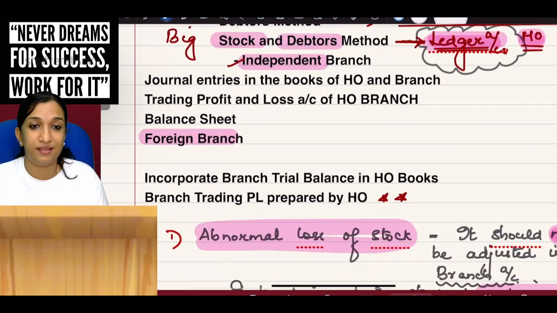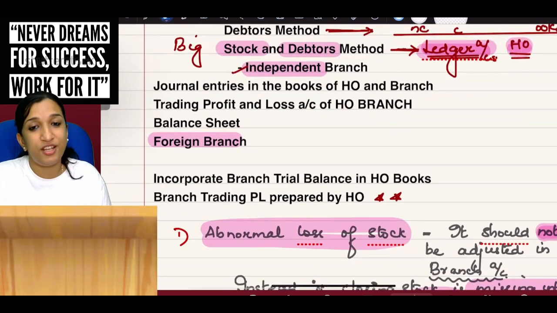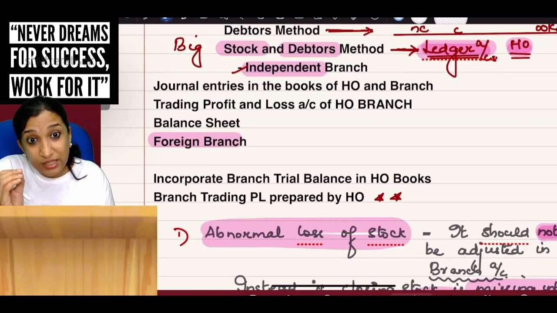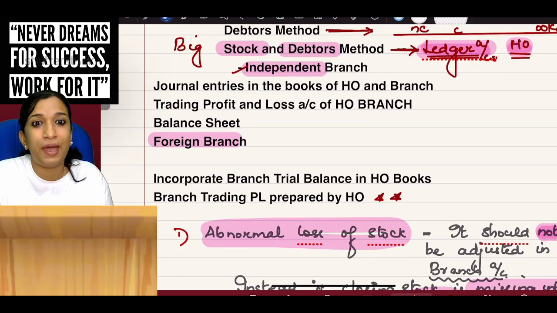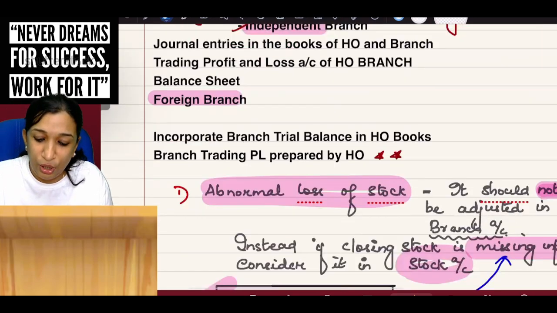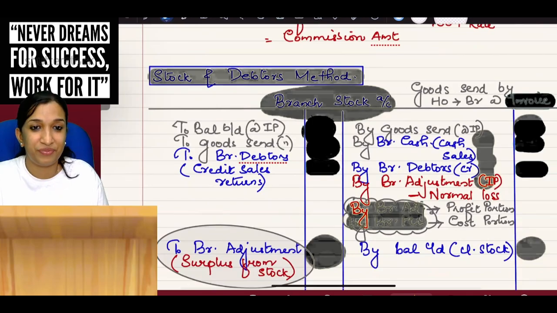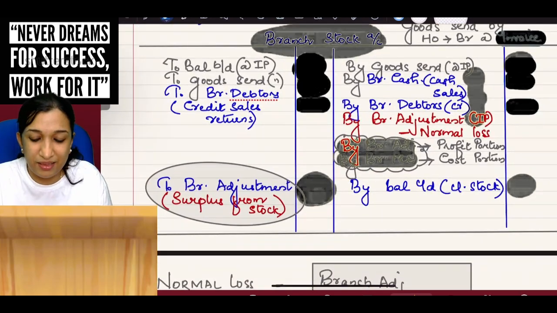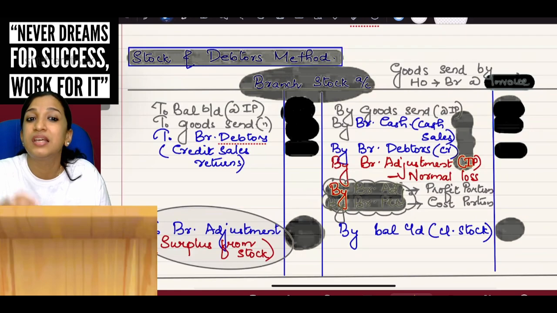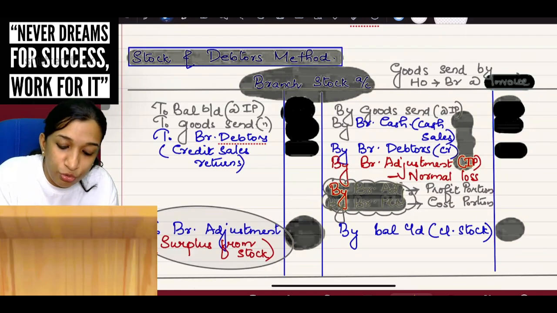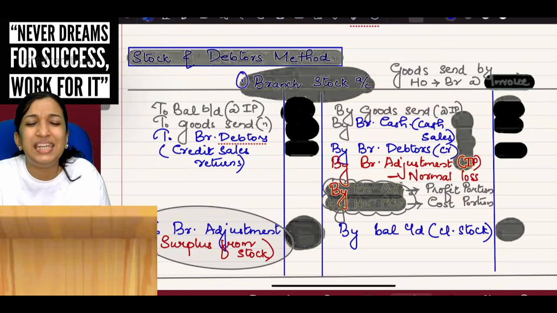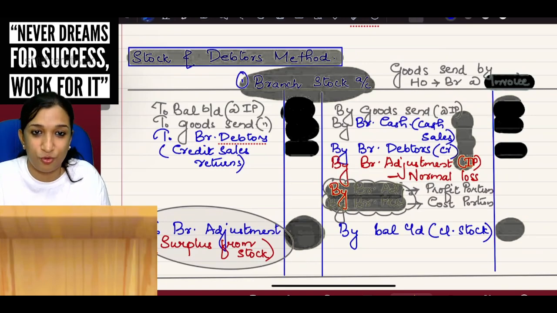Now stock and debtors method. With regard to stock and debtors method, we need to open ledger accounts. Sometimes the same information will be given, and using the same information, you need to prepare various accounts. So what are the accounts to be opened, and what are the adjustments that come in stock and debtors method? If it is a stock and debtors method, guys, please give some importance to this. Usually one of the main accounts to be opened is branch stock account.